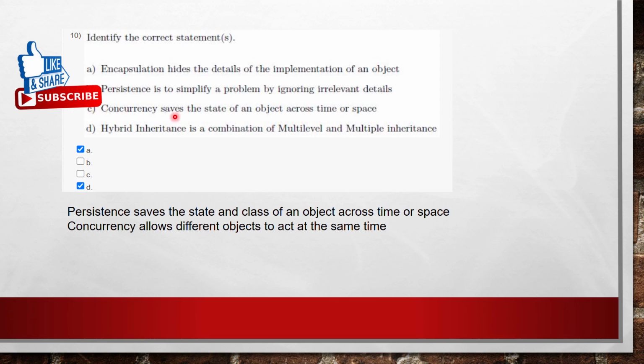Concurrency saves the state of an object across time and space. Concurrency allows different objects to act at the same time. The definition given is that persistence saves the state and class of an object across time and space. If persistence were there, we could take this option as correct, but here it is given as concurrency, so this is the wrong option. Hybrid inheritance is a combination of multilevel and multiple inheritance. This is true. We saw that previously in the first question. So the options are A and D.